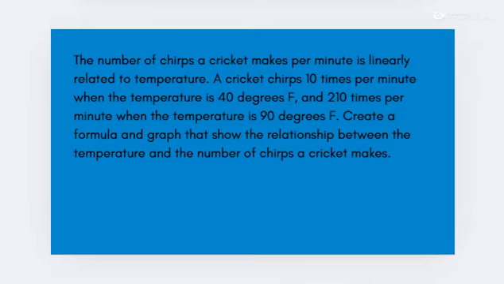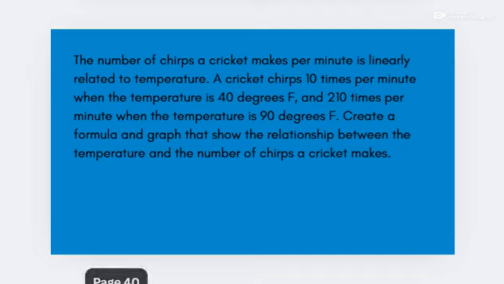The number of chirps a cricket makes per minute is linearly related to temperature. A cricket chirps 10 times per minute when the temperature is 40 degrees Fahrenheit and 210 times per minute when the temperature is 90 degrees Fahrenheit. Create a formula and graph that show the relationship between the temperature and the number of chirps a cricket makes.